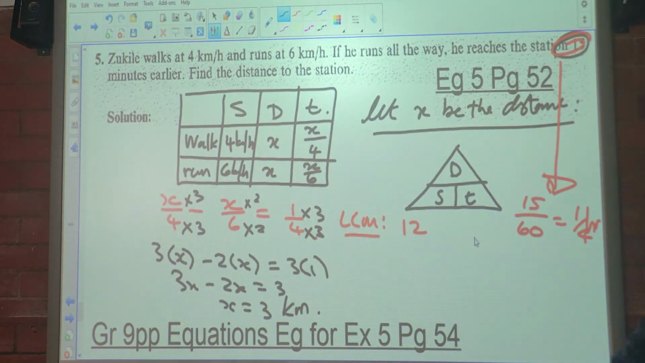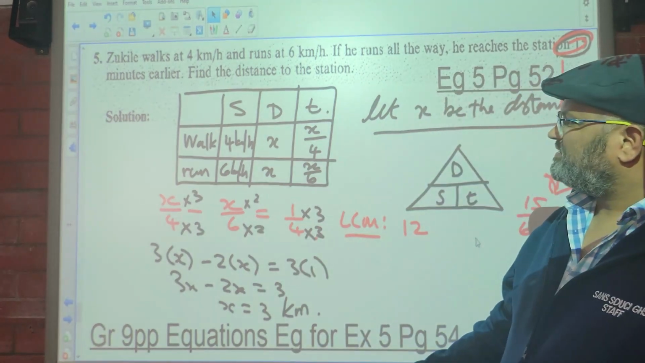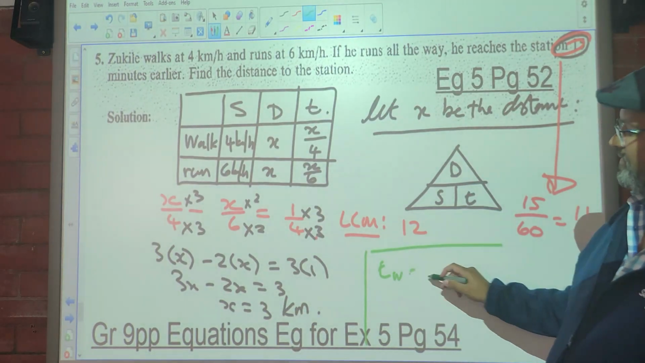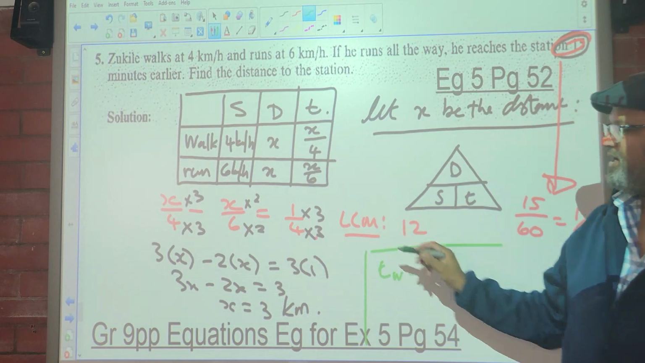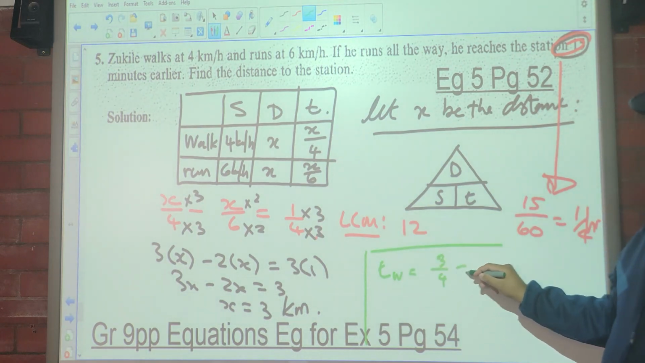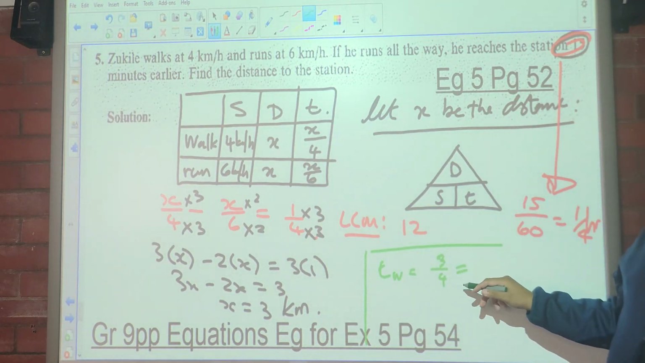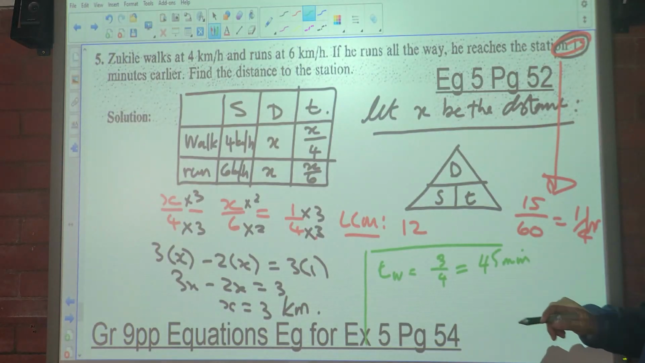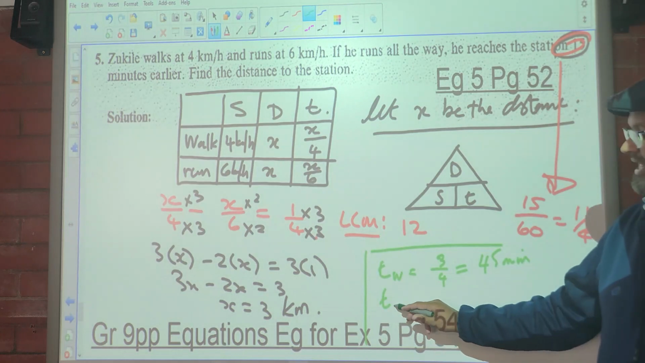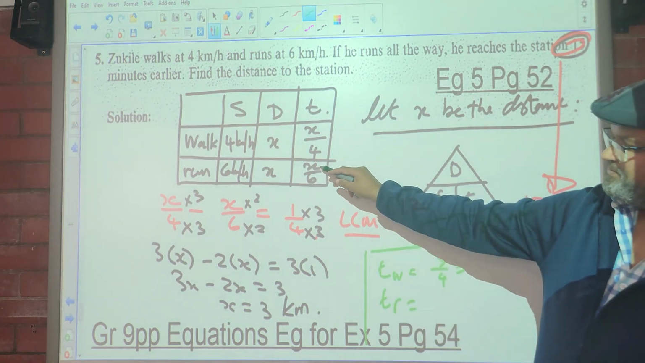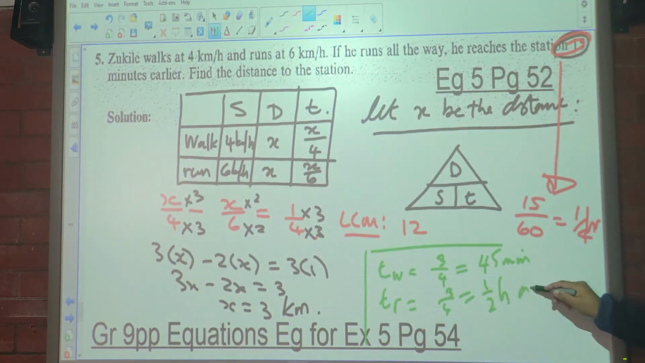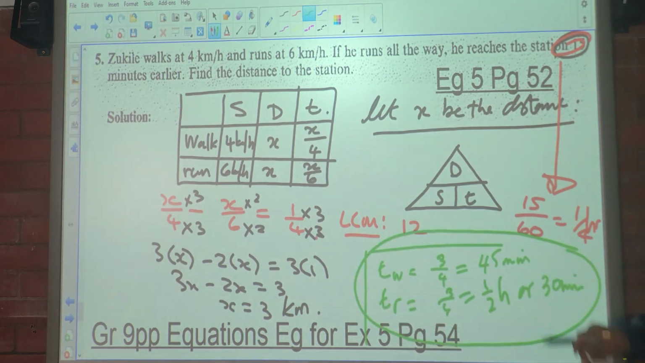Easy, no? What do they ask you to calculate? The time. The time it takes to walk. So it will be 3 over 4. So that is 3/4 of an hour, which is 45 minutes. If you calculate the time he runs, it will be 3/6, which is half an hour, or 30 minutes. But this wasn't asked. Okay.